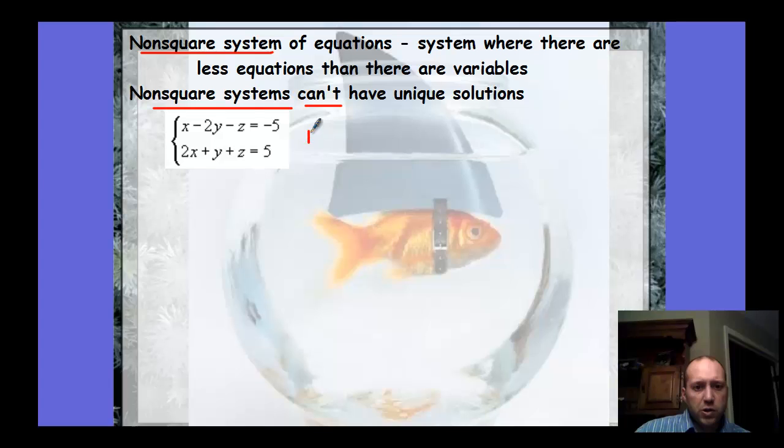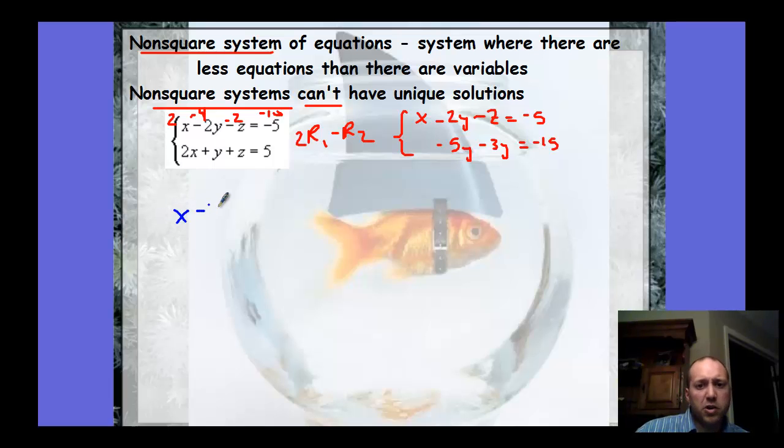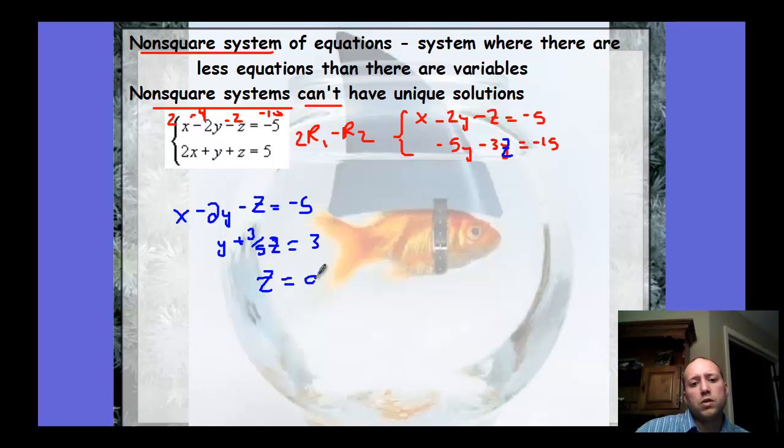And so for this one, I would do 2 times r1 minus r2. So here's our system we get, and then we can finalize as much as we can just by dividing by the leading coefficient in the second equation. So we get y, so we're dividing by -5, so plus 3/5 z, it should be a z here, equals 3.